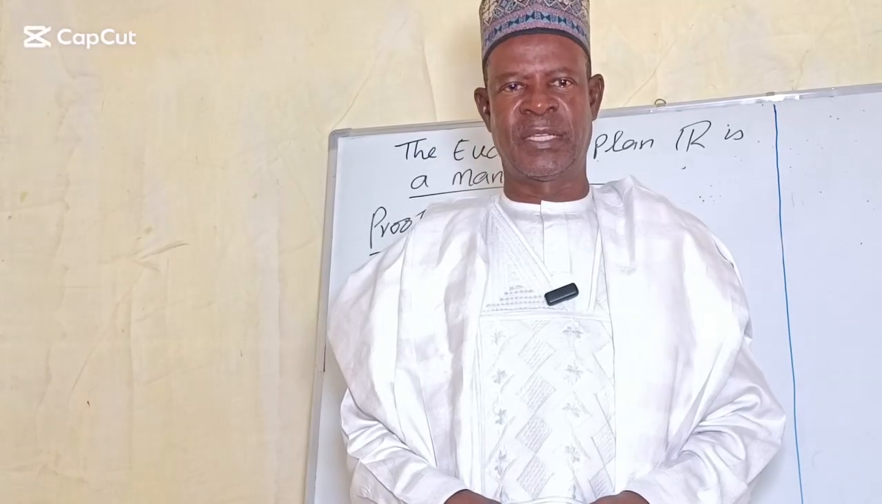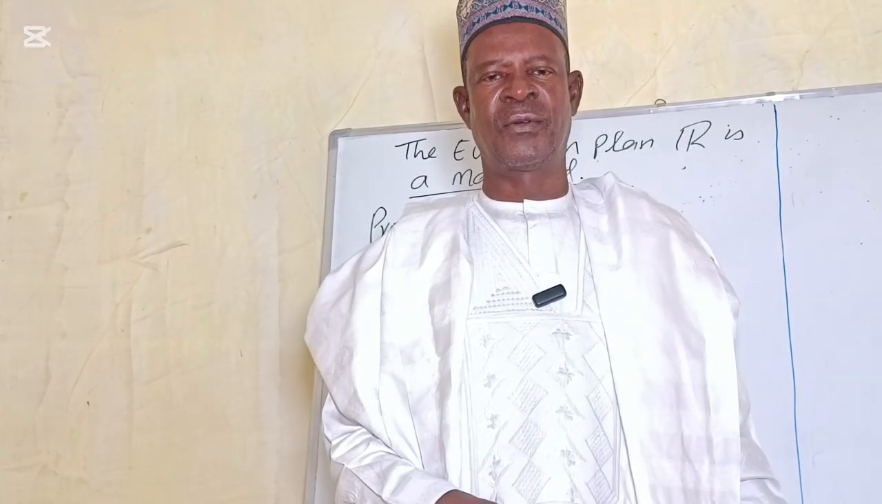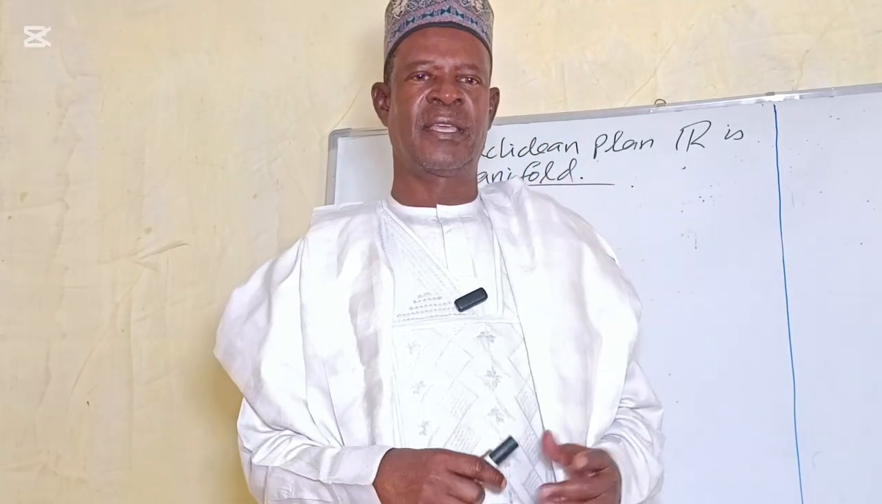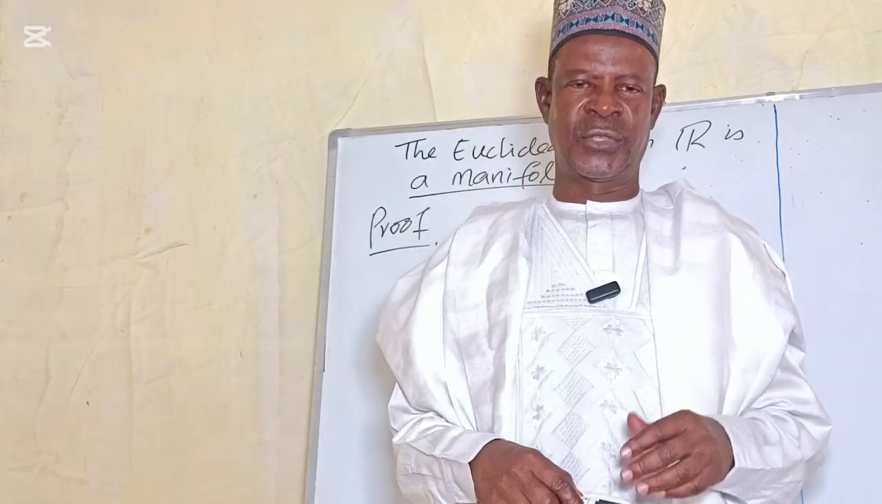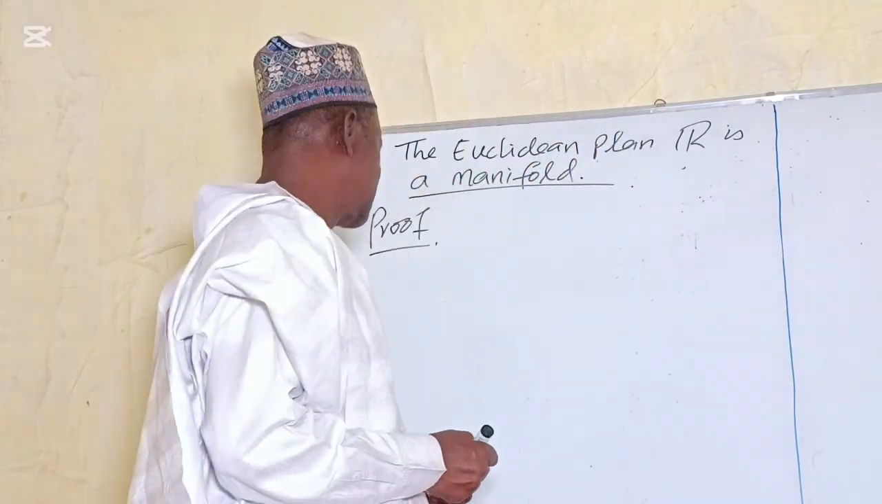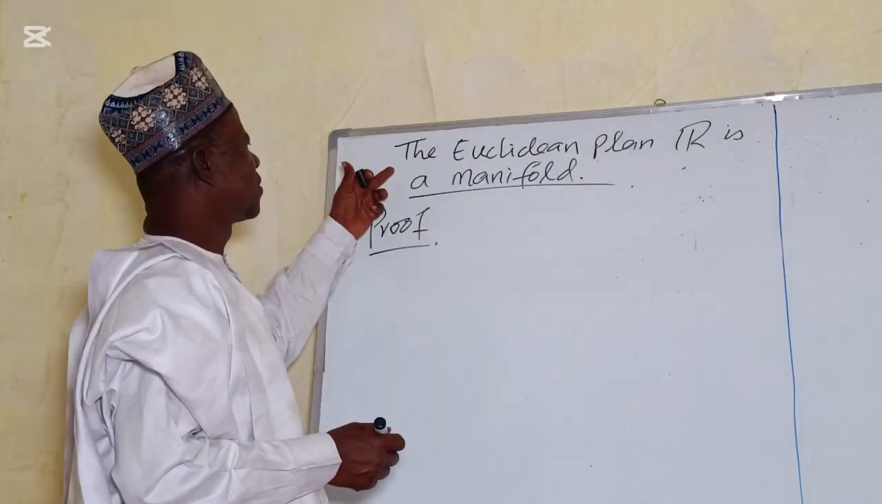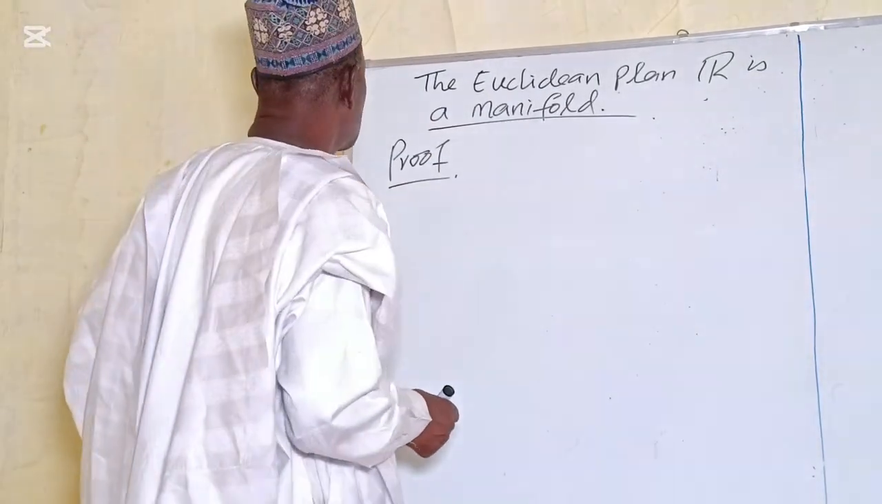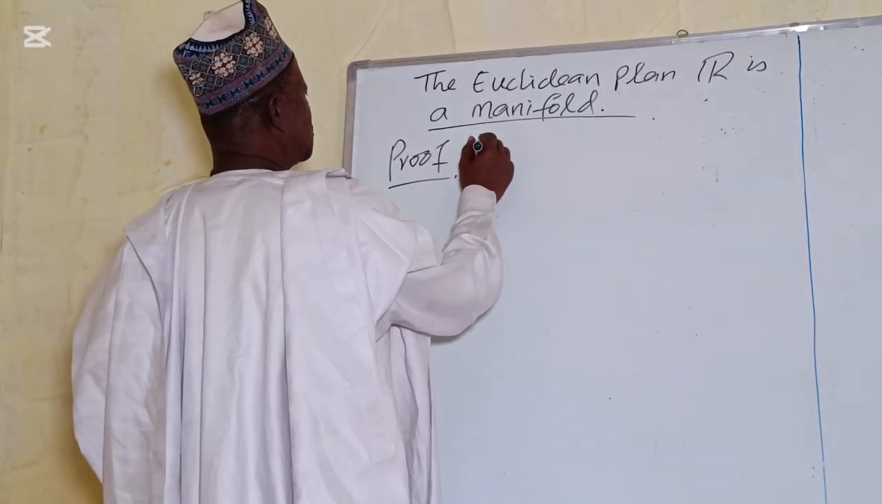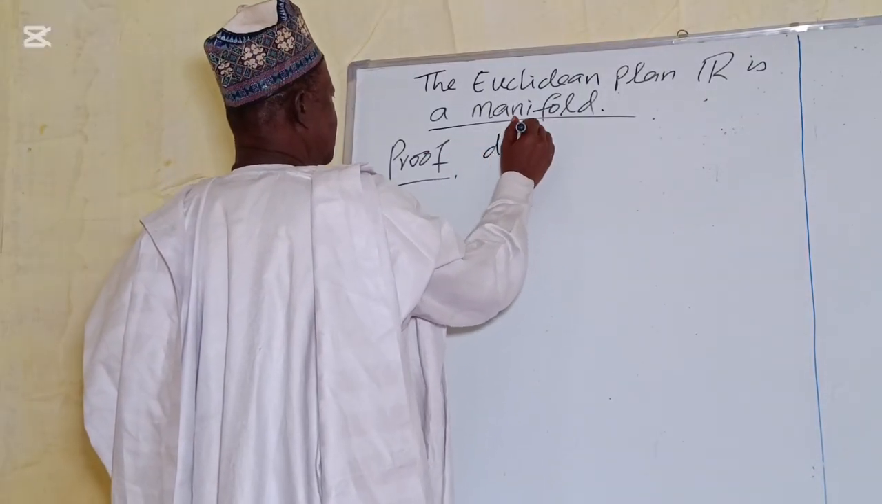Welcome to the continuation of our discussions on topology. We are going to prove that the Euclidean plane is actually a manifold. So I will take you through the proof. Now, we are trying to prove that the Euclidean plane R is a manifold. So we are going to use, as usual, direct proof.